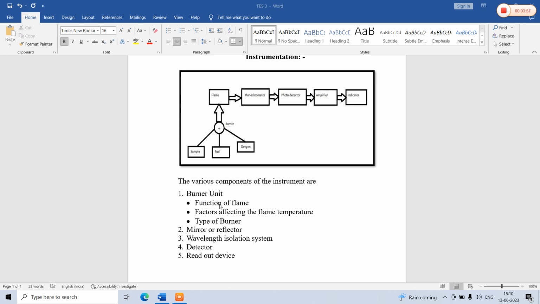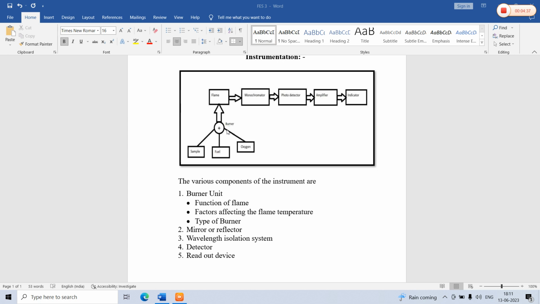Now what are the functions of the flame? The first is to evaporate the liquid droplet. Here fuel is provided by one tube, oxygen is provided by another tube, and the sample solution is provided by a third tube. So there are three tubes by which sample, fuel and oxygen come together at the tip or opening of the burner.